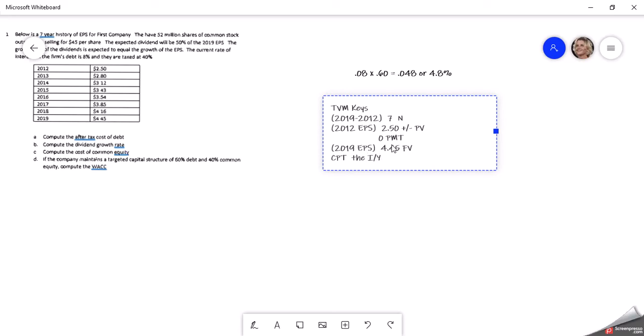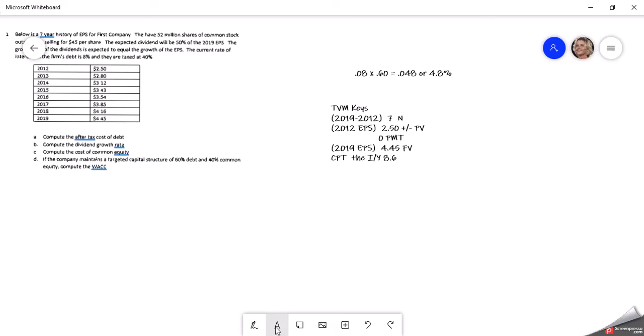So if I put that into my calculator, again, 7 is my N. The 2.5, made negative by hitting the plus or minus button, is my PV. Zero out my payment. 4.45 is my future value. Compute the IY, I get 8.586, or if we round it to the nearest tenth, 8.6% is going to be my growth rate. So that's B. Then C says, now compute the cost of common equity.